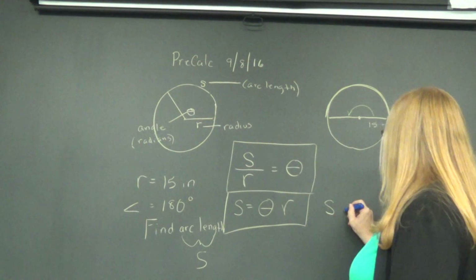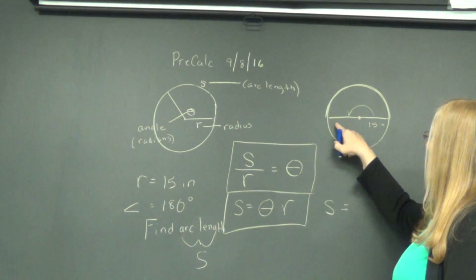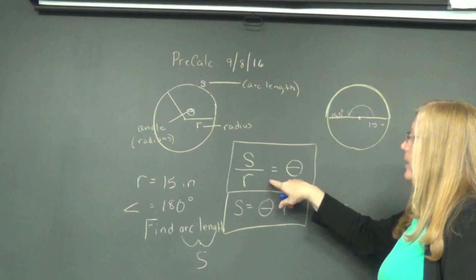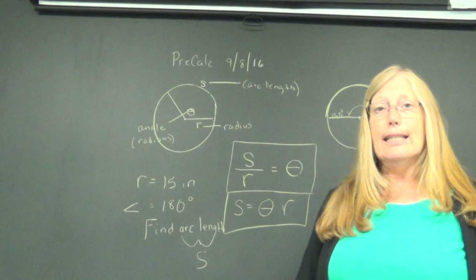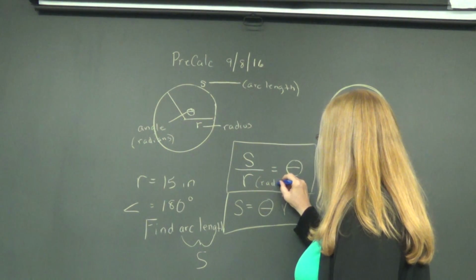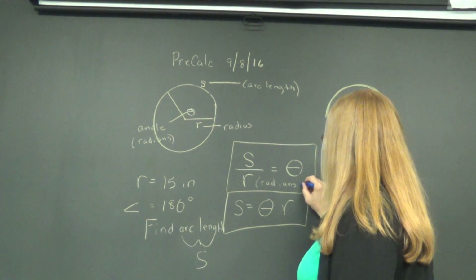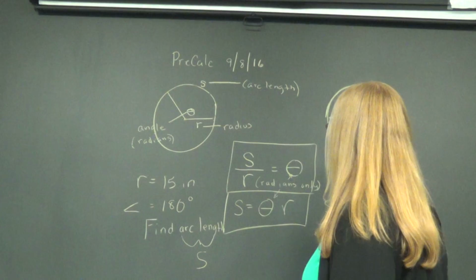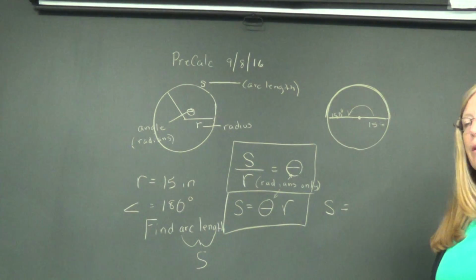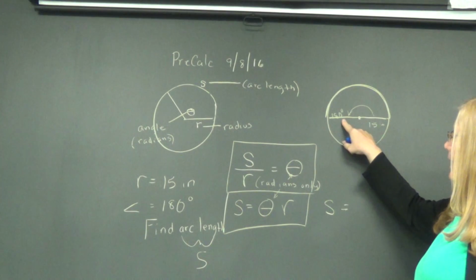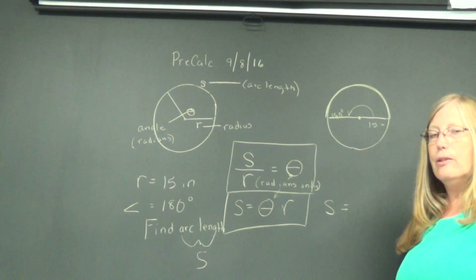Theta is the angle, but I cannot use 180 degrees because this formula only works if you're in radians. So radians only. It only works in radian measure. So you might indicate that in your formula page. So how do I get theta 180 into radians?